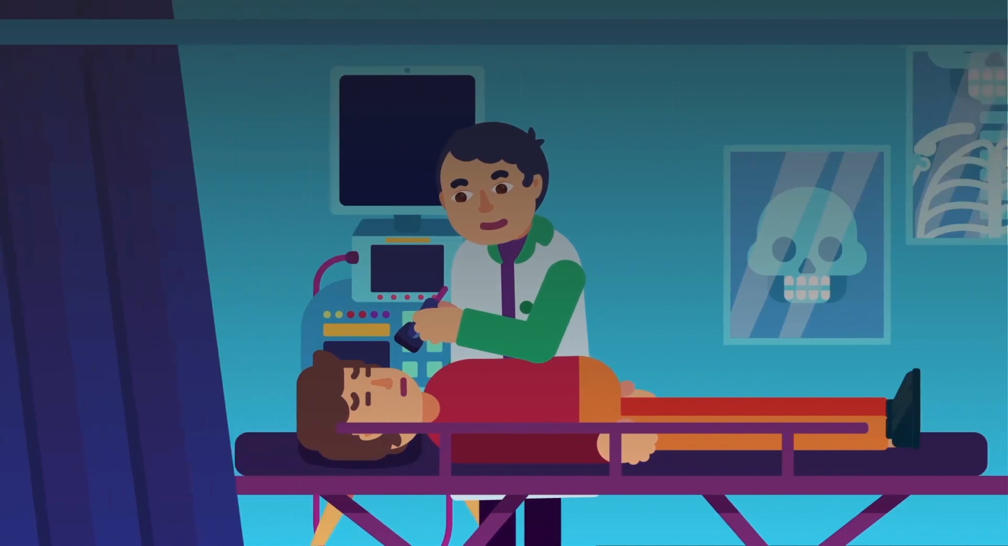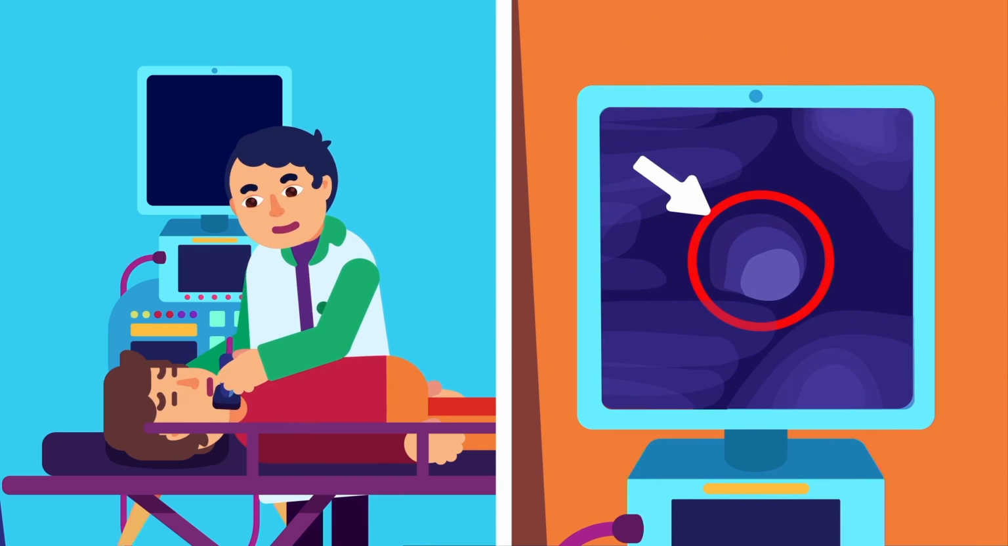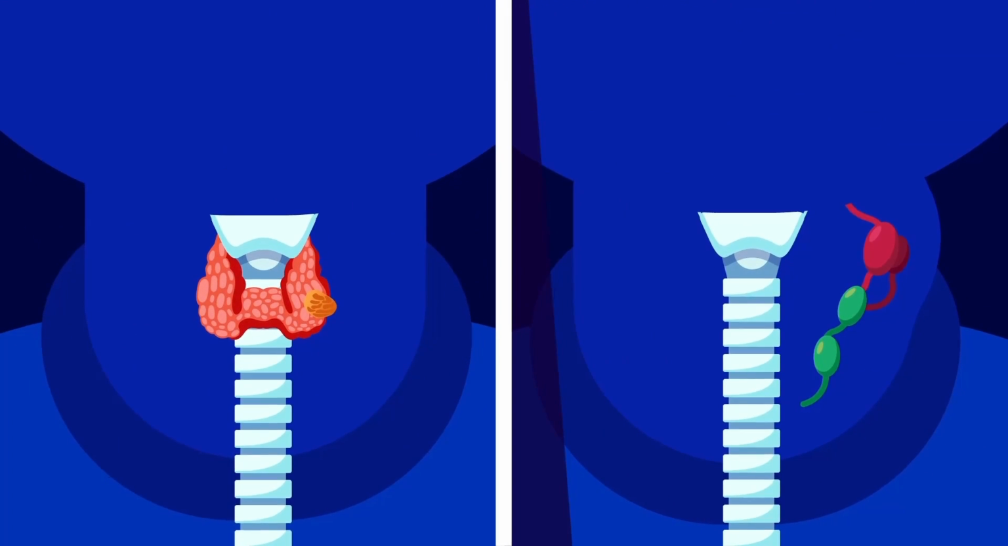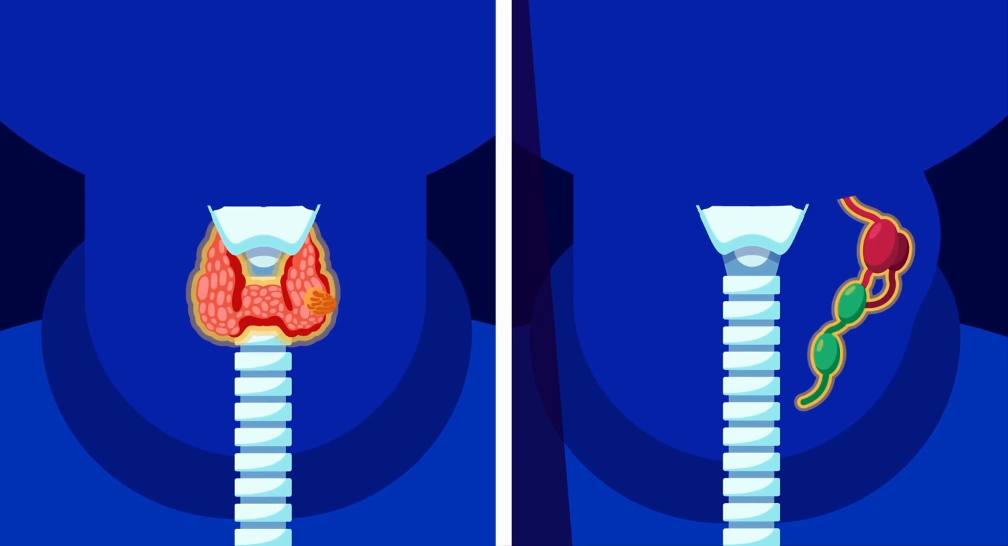Investigations. A quick and easy way to begin investigating a neck mass is with an ultrasound. Ultrasound can roughly define the consistency of the neck mass and which structure it arises from. For example, is it a thyroid swelling or a lymph node enlargement?